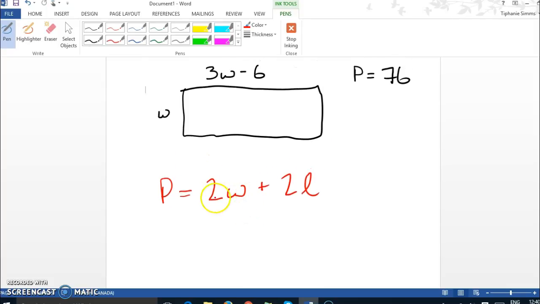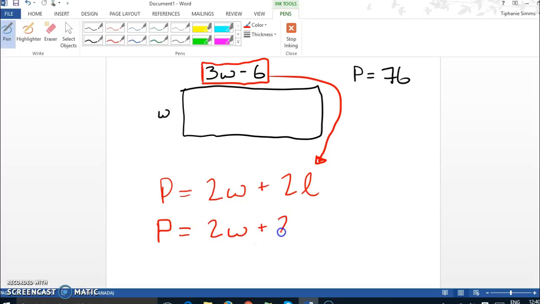So 2W, I have no idea what that is. 2 times the length, though, this is my length, 3W minus 6. So I'm going to take that down and substitute that in for L. And I'm going to rewrite this. So P equals 2W plus 2 times, and I'll put this expression in brackets, 3W minus 6.